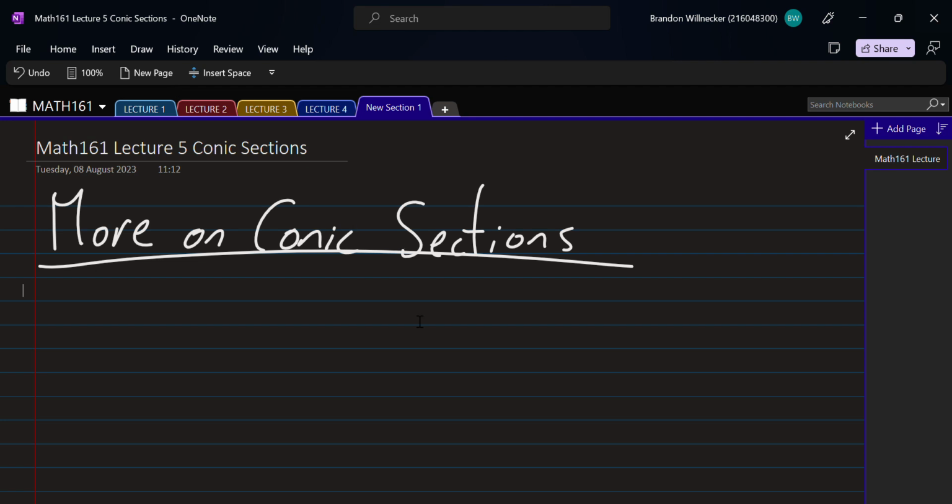Hi there. In today's lecture, we're going to do a bit more on conic sections. We're going to be looking at finding the vertices, the foci, and the asymptotes of hyperbolas, and we're going to look at some sketches of them using the online calculator called Desmos.